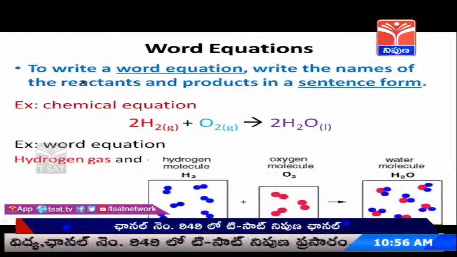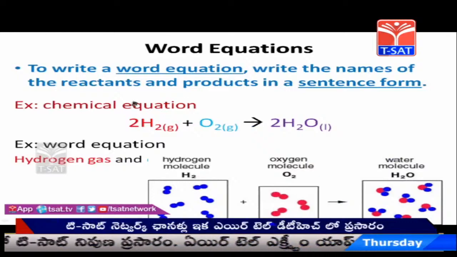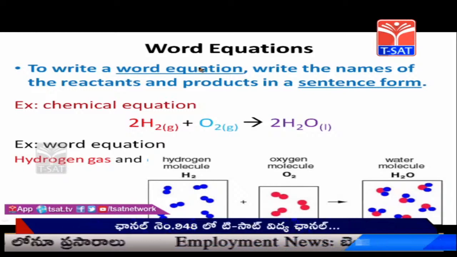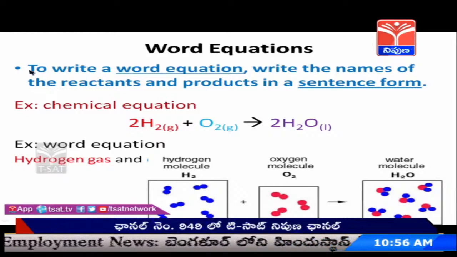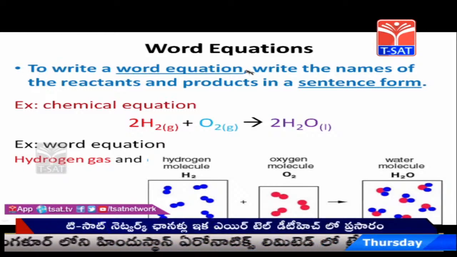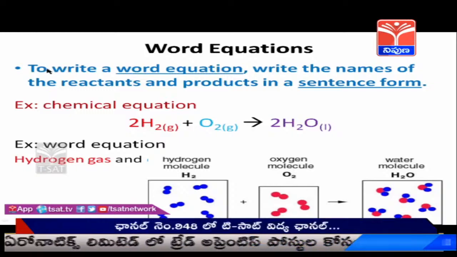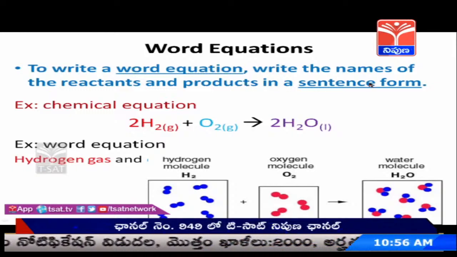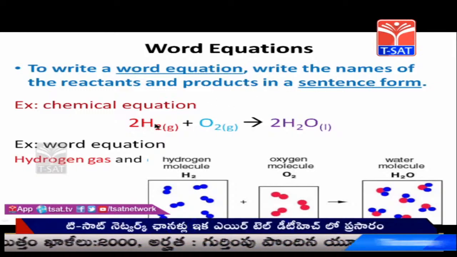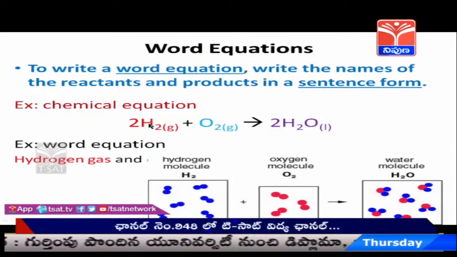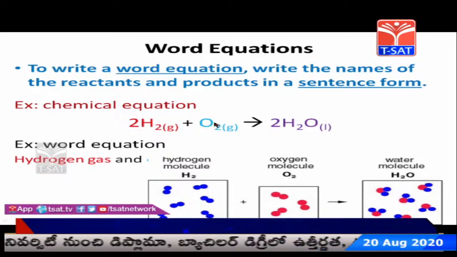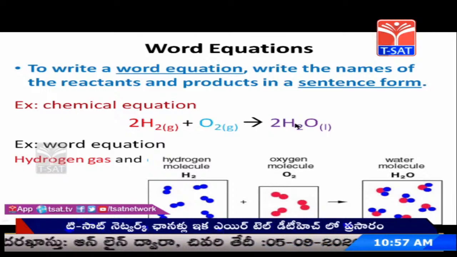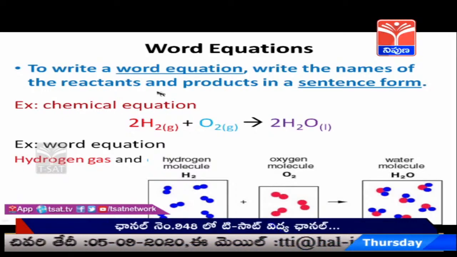After a chemical reaction happens, how to represent the chemical reaction in an equation way or in a word format? By making a full-fledged sentence, we can explain the reaction. See here, to write a word equation, write the names of the reactants and products in a sentence form. That means, two molecules of hydrogen reacted with one molecule of oxygen to form two molecules of hydrogen monoxide or water. This is a word format.